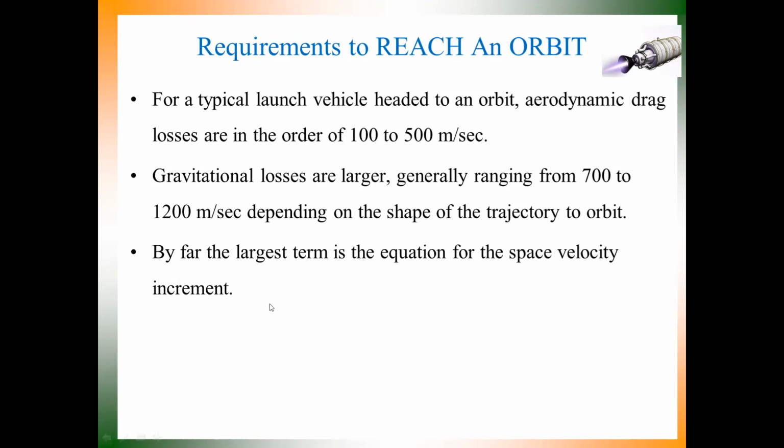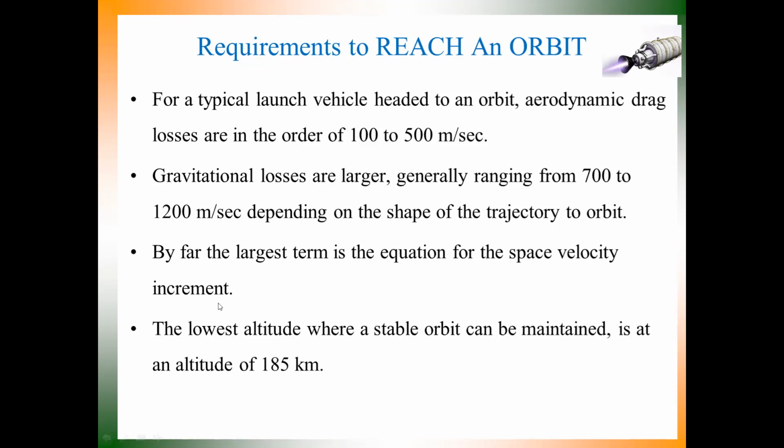By far the largest term in the equation is the velocity increment. Actually, we will see what the velocity increment is. The change in velocity of the vehicle is equal to specific impulse times ln of initial mass over final mass. Initial mass means the wet mass of the rocket, and the final mass is the mass remaining after burning. How can we define that? Let me write some terms on the screen.